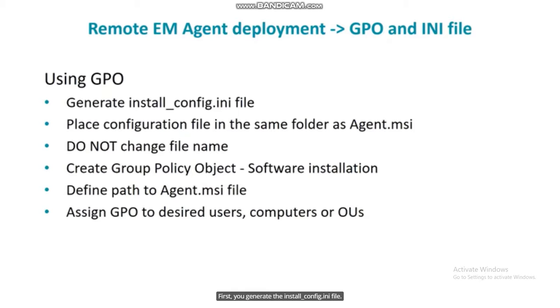First, you generate the install config ini file. Place the configuration file in the same folder as Agent MSI. It's important not to change the file name. Then create the group policy object, software installation. Define path to Agent MSI file and assign the GPO to desired users or computers.